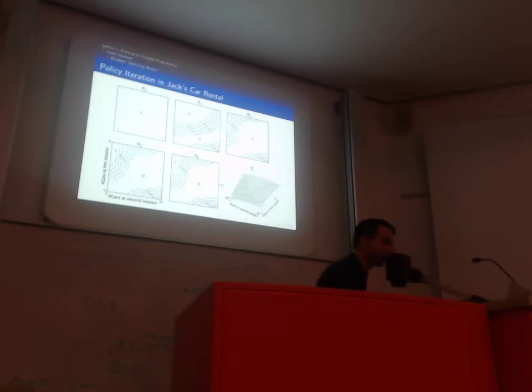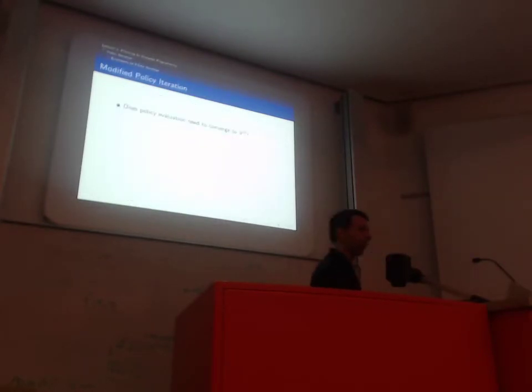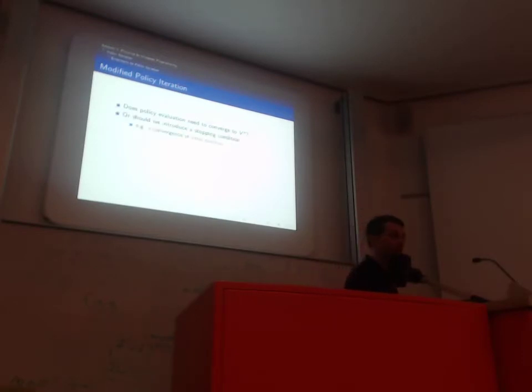Okay, get back to this slide, leading right onto this slide. So does the iterative policy evaluation actually need to get all the way to the true value for that policy? Or should we stop a bit earlier? So what's the motivation for this?